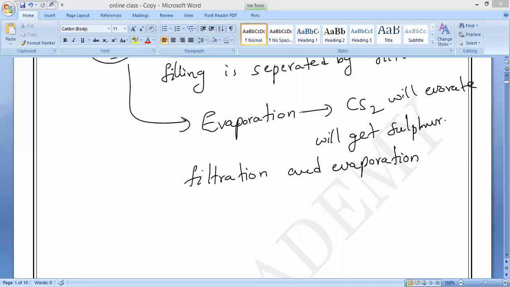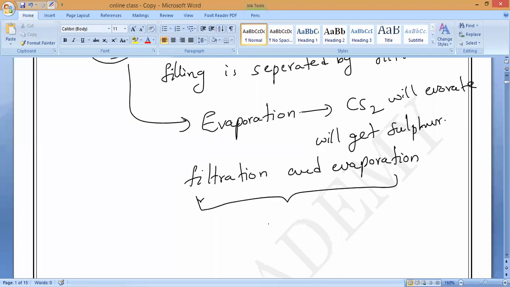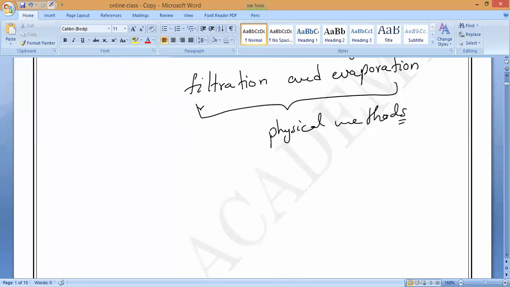A mixture can be separated into its constituents by physical processes like filtration, evaporation, sublimation, distillation, even using solvents and a magnet. All of this is a mixture, so all these processes are called physical methods, not chemical. Physical methods of separation of mixtures. That is what you have to remember.